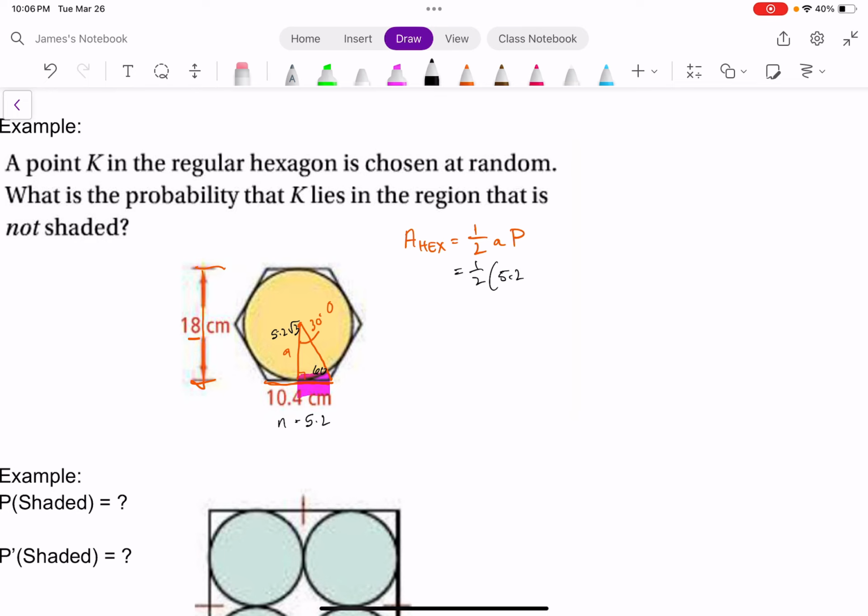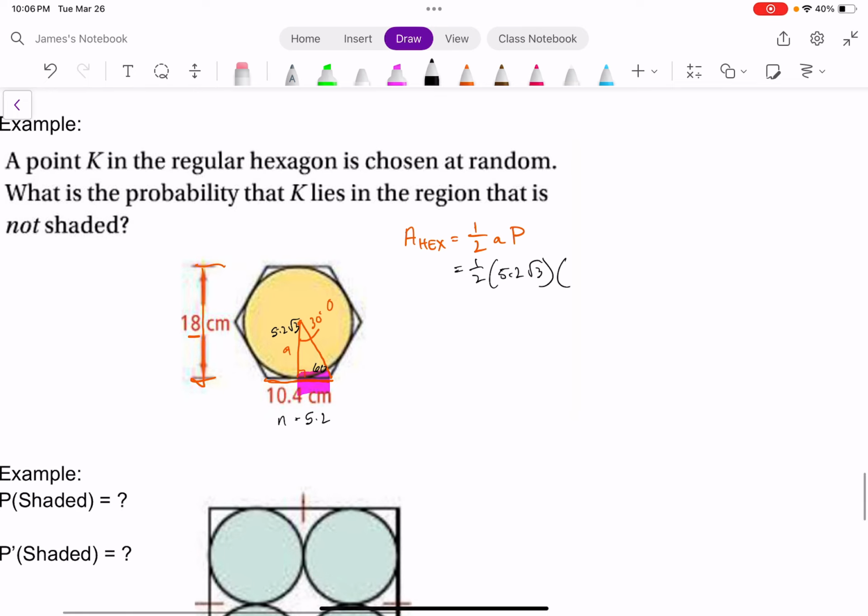is 5.2 radical 3. Your perimeter then is going to be this 10.4 number multiplied 6 times. So whatever that turns out to be, we'll get a calculator here in a moment, but multiply that out 6 times. So that's going to be the area of my hexagon.